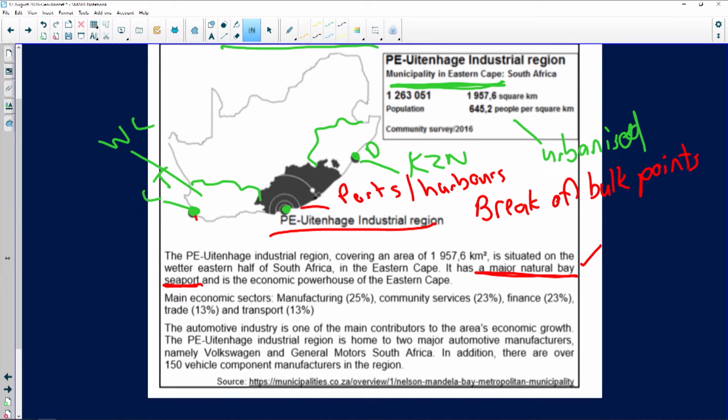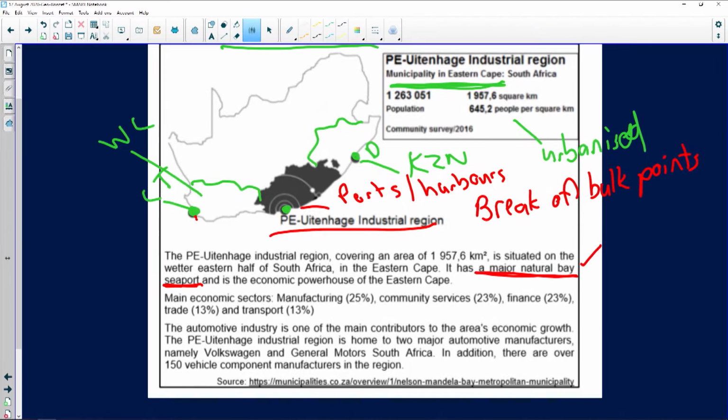Now, as you can see, it's the economic powerhouse of the Eastern Cape. So that is the hub of the Eastern Cape. This is where the most money from the whole of the Eastern Cape province comes from, Port Elizabeth Uitenhage. If you look at KwaZulu-Natal, what's the economic hub of KwaZulu-Natal? Definitely Durban. If you look at the Southwestern Cape, Western Cape, Cape Town. Okay. If you look at PWV, Gauteng, we're looking at Johannesburg by far.